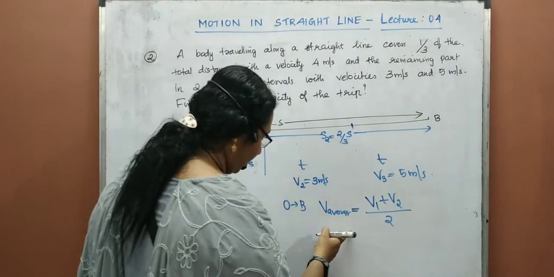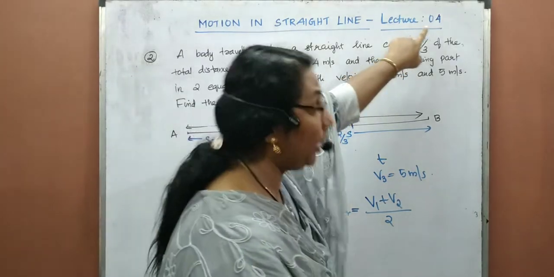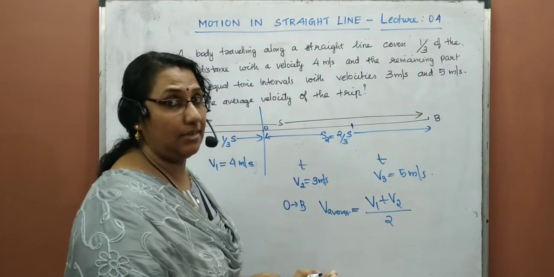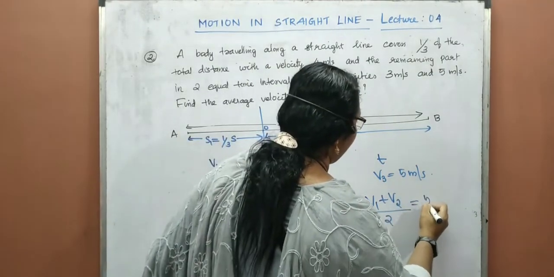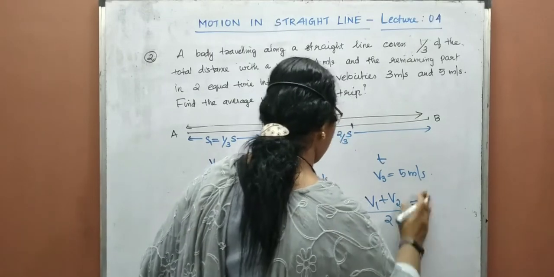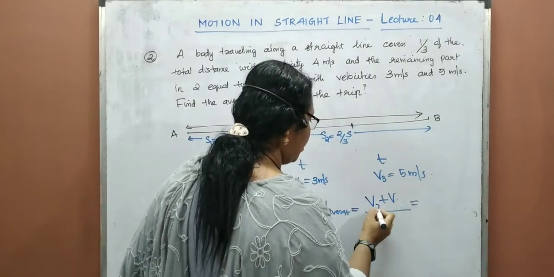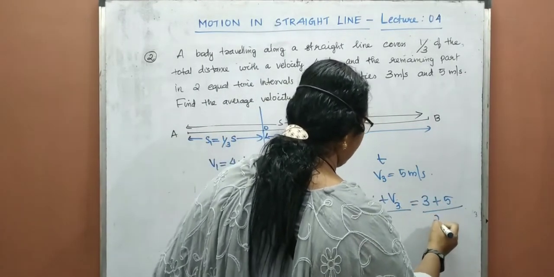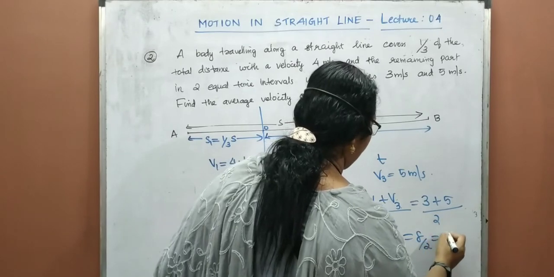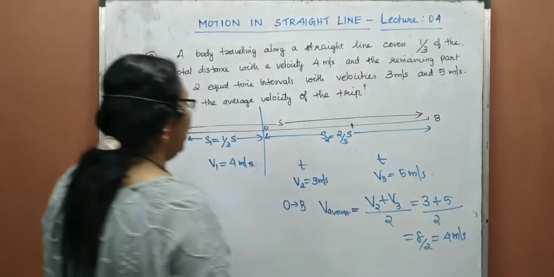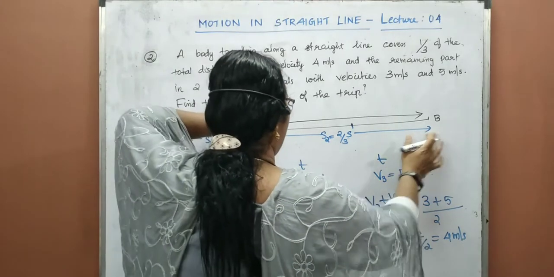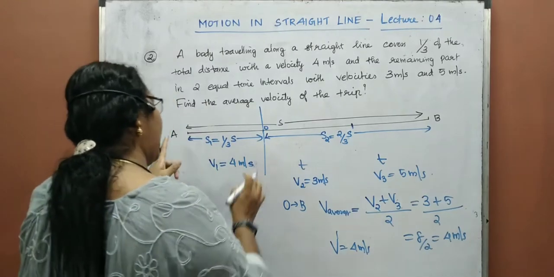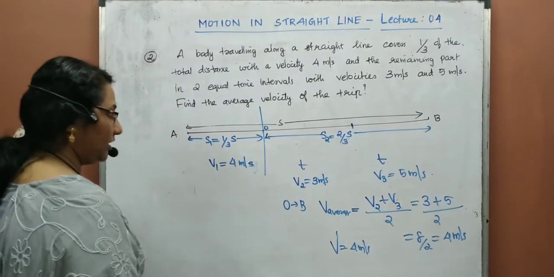Is there any doubt? Just go through lecture 3 of our motion in a straight line. There we had discussed it in detail. Okay. So it becomes, sorry, here it is V2 plus V3. V2 is 3 plus 5 by 2, 8 by 2, which is equal to 4 meter per second. That means from O to B, V average, V dash, is 4 meter per second. Okay. From A to O, it is also 4 meter per second.